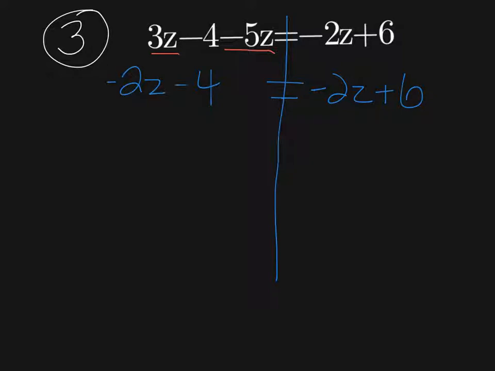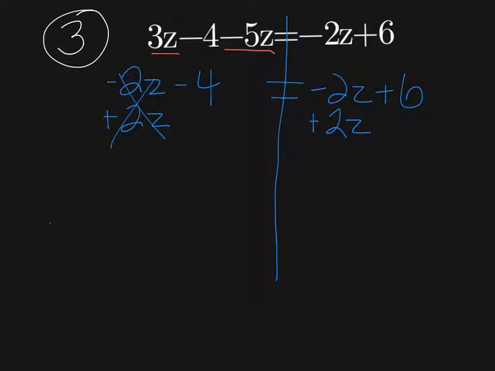Now we can move our variables on the same side. If you notice, it doesn't really matter which one we move because they're the same one. They're both negative 2z's. So we just pick one, and we're just going to add 2z because we want to get them together.